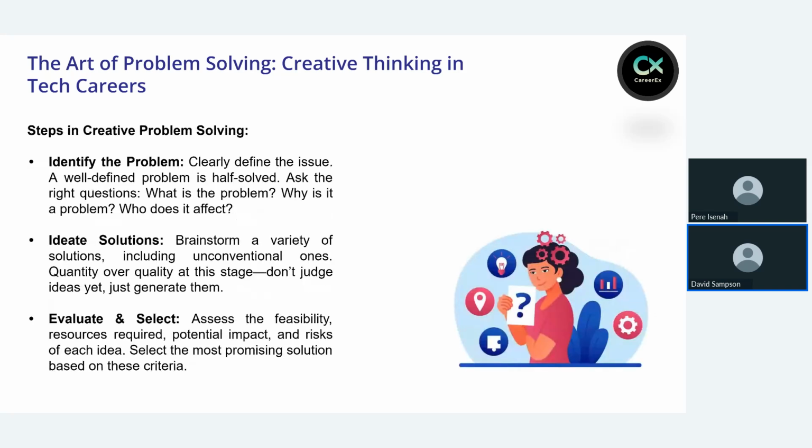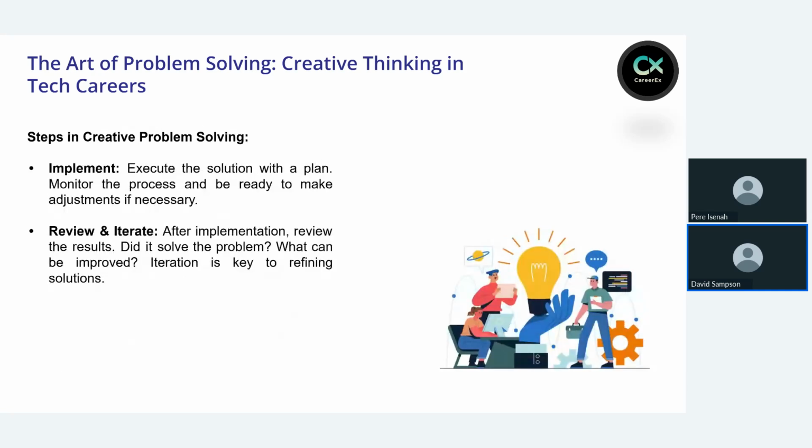So there are so many steps, like I said, in creative thinking. First is to identify the problem, define it well, and ask the right questions. What is the problem? Why is this problem like this? Who does it affect? Also brainstorm, ask questions. Don't judge any ideas. Just keep generating the ideas. As you generate them, then you can start evaluating the ideas. Implement the solutions you have. Whatever ideas you come up with, implement them.